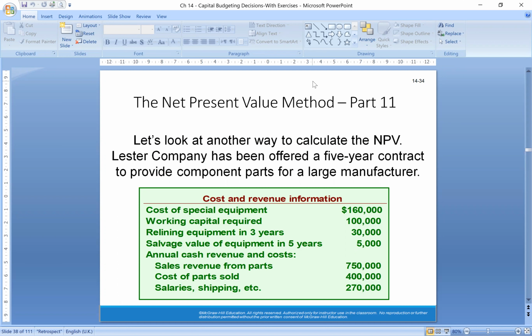The decision is accepting the project. Why? Because we have a positive net present value. Yes, net present value.